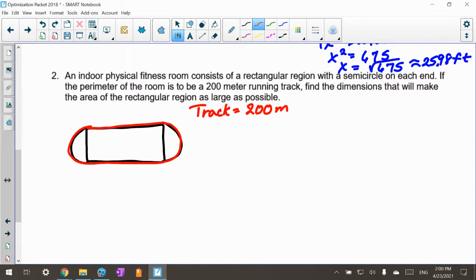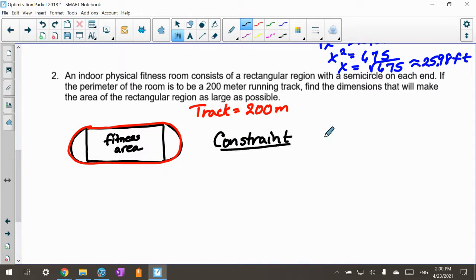This is going to be like a fitness room, if you will, which is cool. I've been to places that have done this. So this is the fitness area right here in the center. They want to make it as big as possible and have the track be 200 meters. Okay, so let's do our constraint.